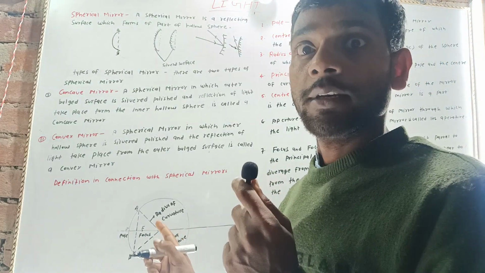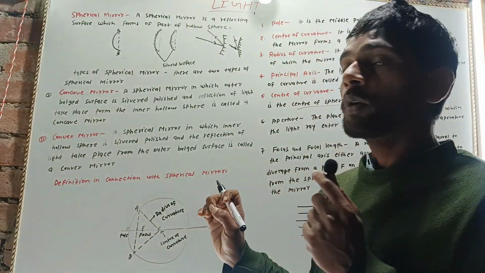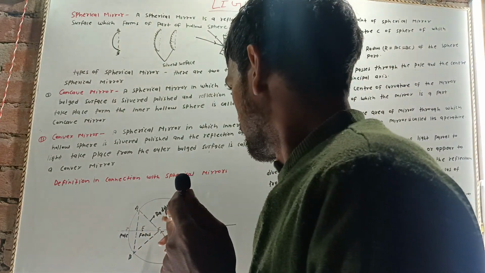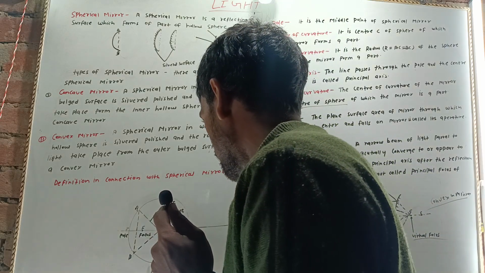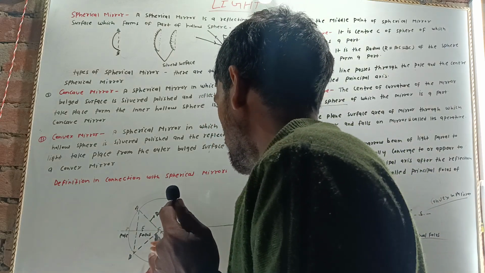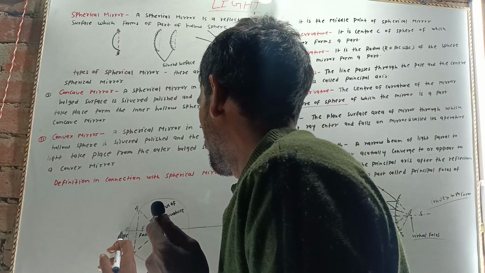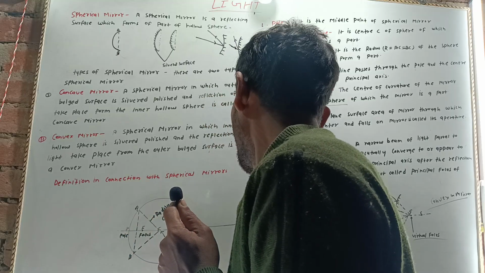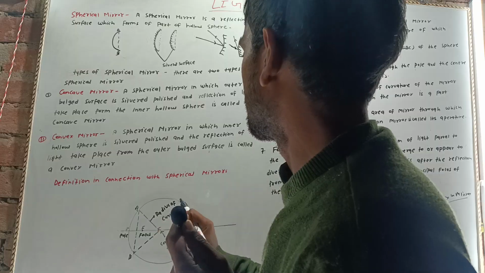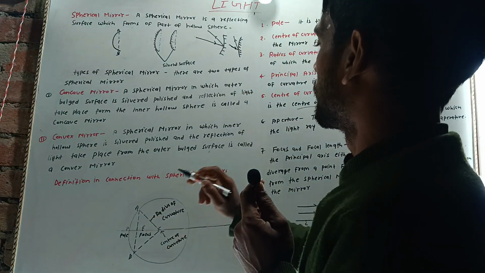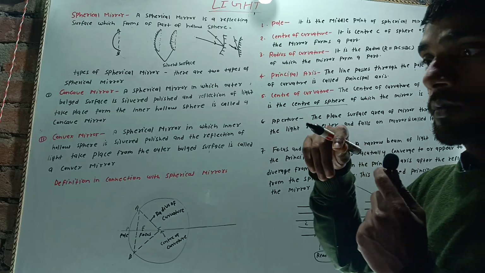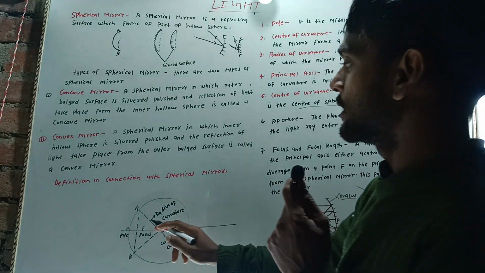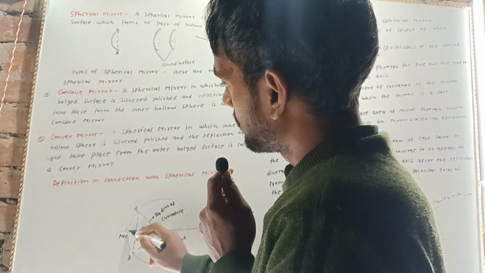Now let us go to the next part. There are some important definitions regarding spherical mirrors. In this case we draw this spherical mirror, with points P, A, B, C. Let us now discuss what each point is. First, pole. It is the middle point of the spherical mirror. This is the middle point of the spherical mirror.